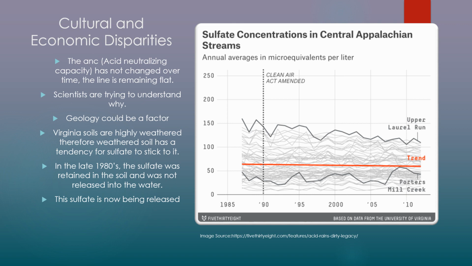Okay, so we're going to look at the Central Appalachian region, and as you can see with the sulfate, it's not really changed in the past 25 years. This line has remained flat, and scientists are trying to find out why, and they believe that geology is a factor and also weathered soil, because sulfate tends to stick to weathered soil. But they had stated in the late 1980s that the sulfate was not really being retained in the soil and it wasn't being released in the water, but it is now.